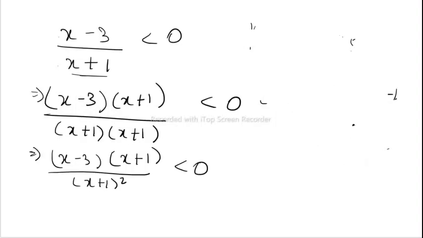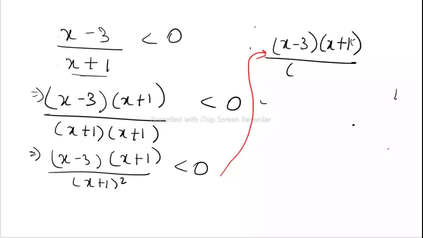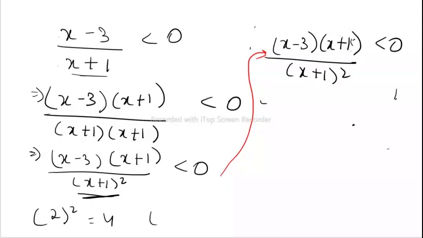Now what will this equation become? I am continuing this over here. Now this will be (x minus 3)(x plus 1) by (x plus 1) whole square less than 0, because this will become whole square, so that's the same thing. Now we already know that square of any number is positive. If I have 2 square, it's 4. If I have minus 2 square, it's also 4. So this is a positive number.